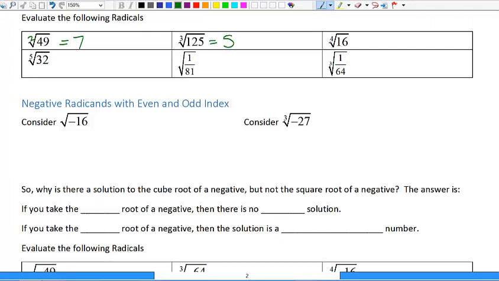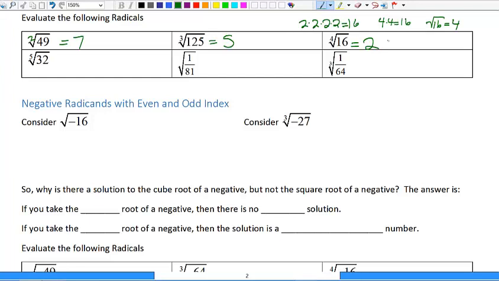Be careful on this one. The 4th root of 16, what number multiplies by itself 4 times to get you 16? A lot of students are hasty and say 4. 4 times 4 is 16, therefore the square root of 16 is 4. But that's not what we're asking. We're asking about the 4th root. So it turns out that 2 times 2 times 2 times 2, 4 times, is 16. So therefore, the answer is 2.